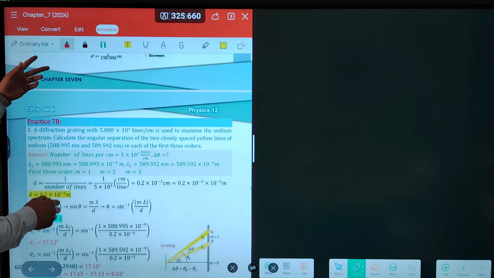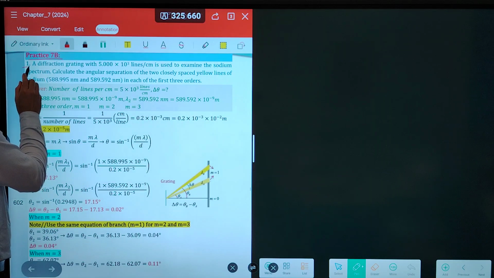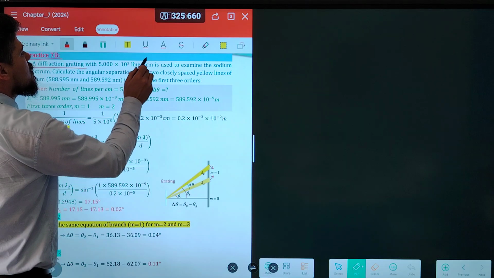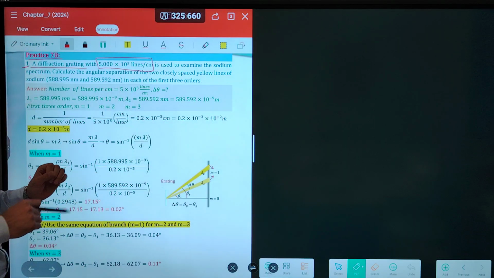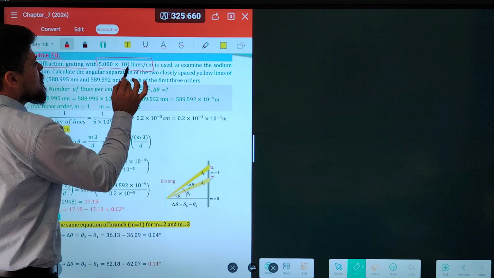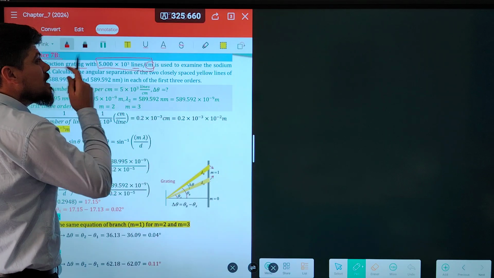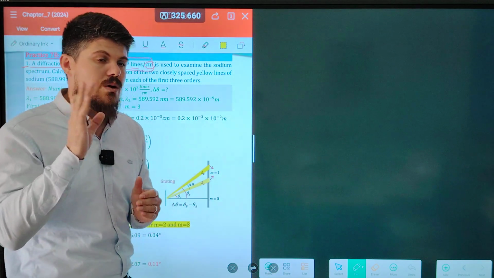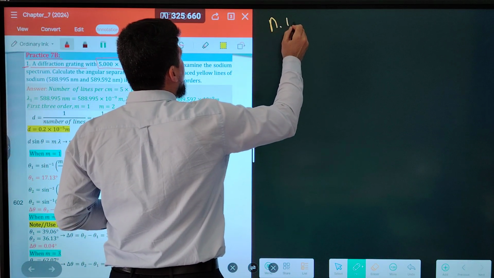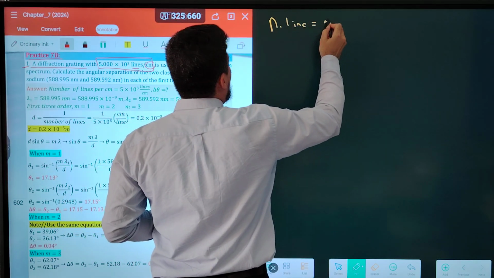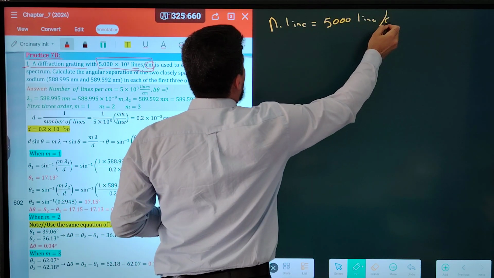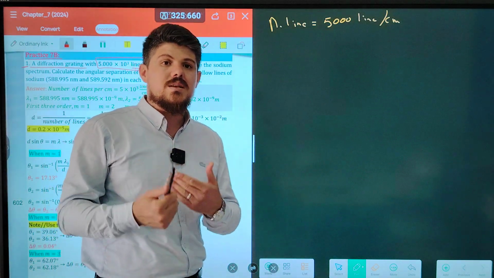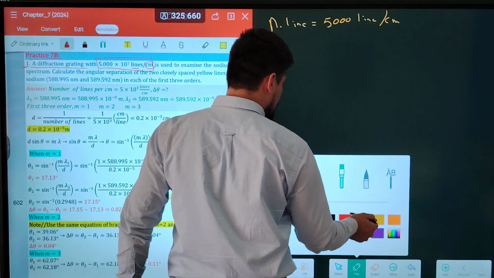Okay, practice 7b, question 1. A diffraction grating with 5,000 lines per centimeter. Guys, listen carefully and pay close attention. 5 times 10 to the power 3 lines in what? In centimeter. But the distance between the two slits in the equation of the bright and dark must be in meter. Number of lines is equal to 5,000 lines per centimeter. Whenever the number of lines is given, you can convert to distance or find distance directly.